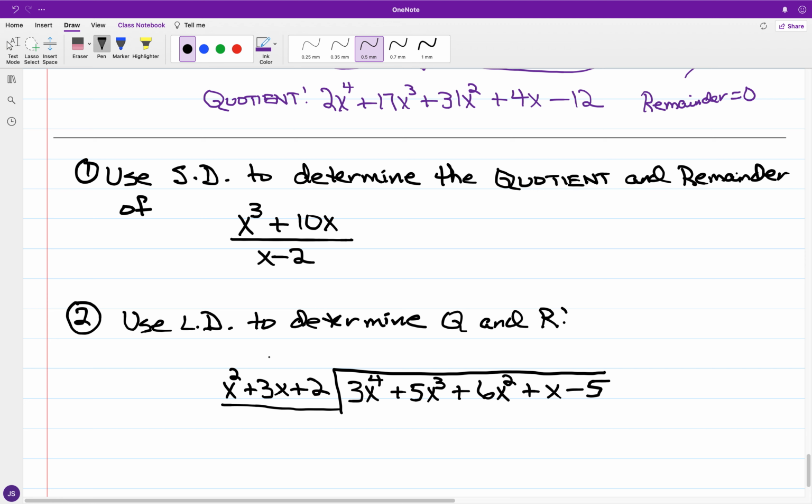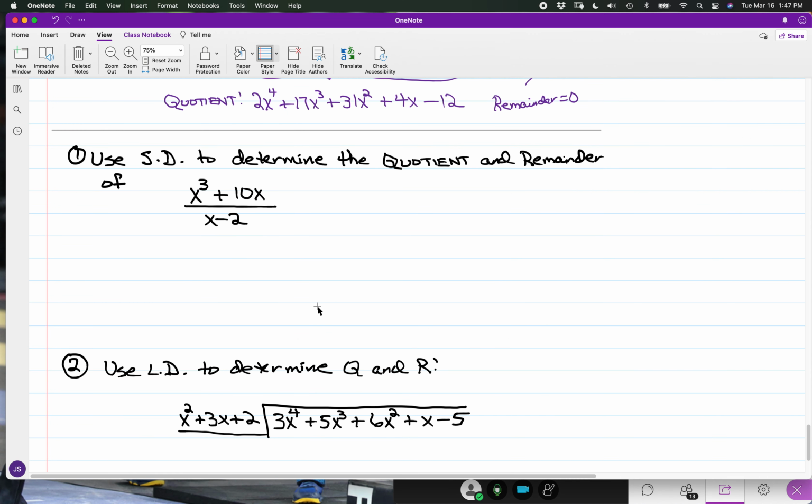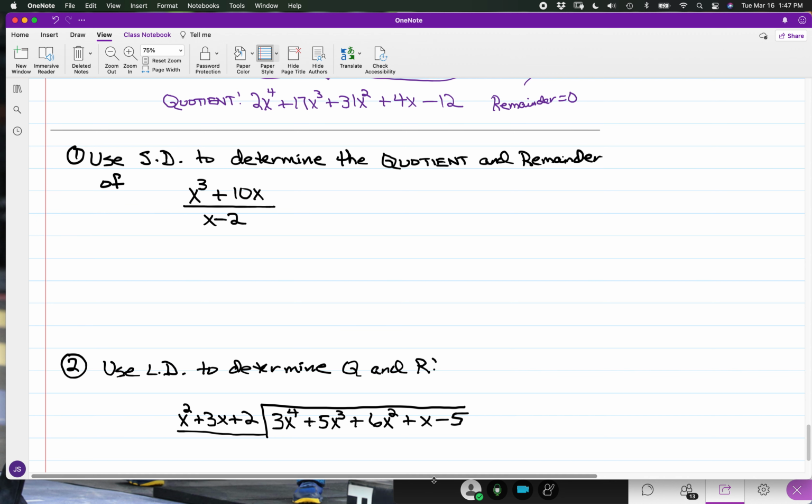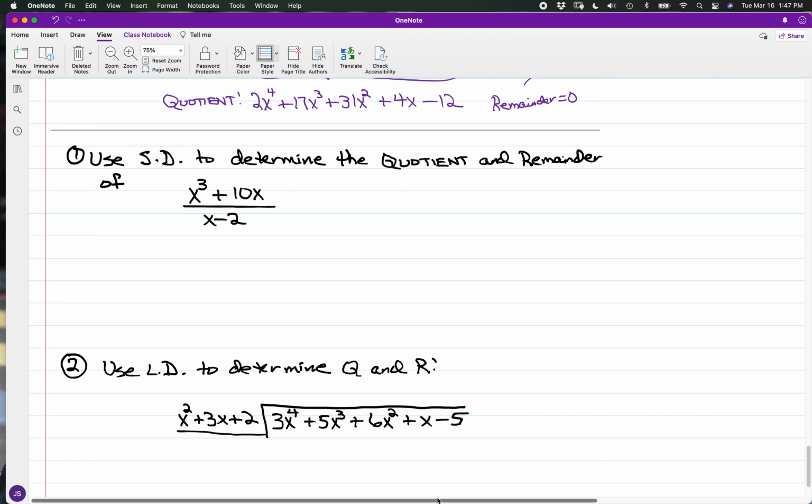And for the other one, we cannot use synthetic division directly, since the leading term in the divisor is x squared as opposed to x. So let's see what we get for the quotients and the remainders for these two problems.